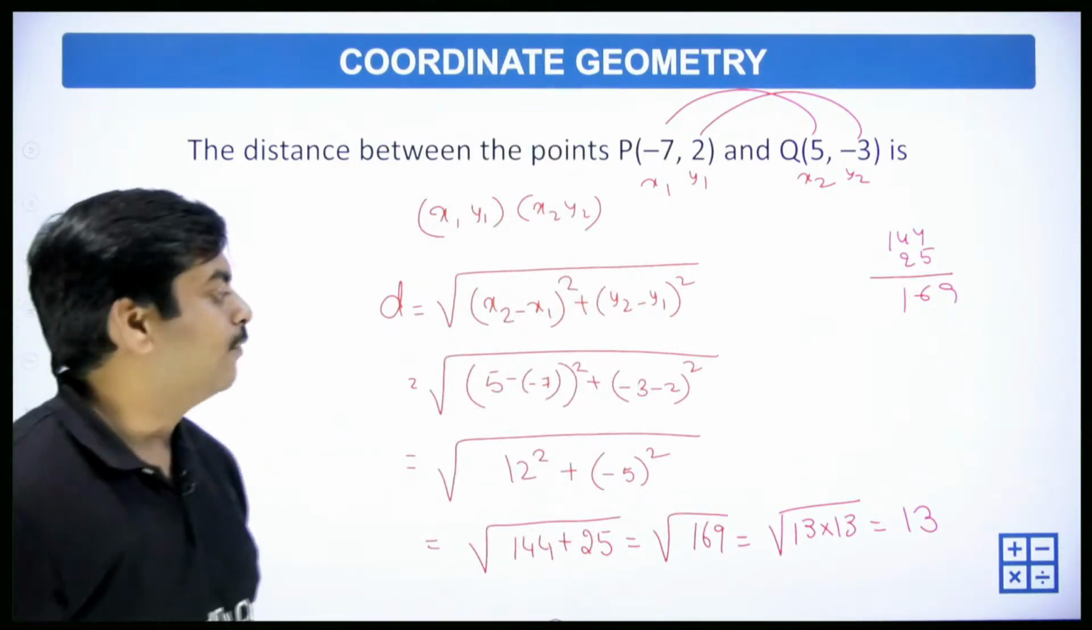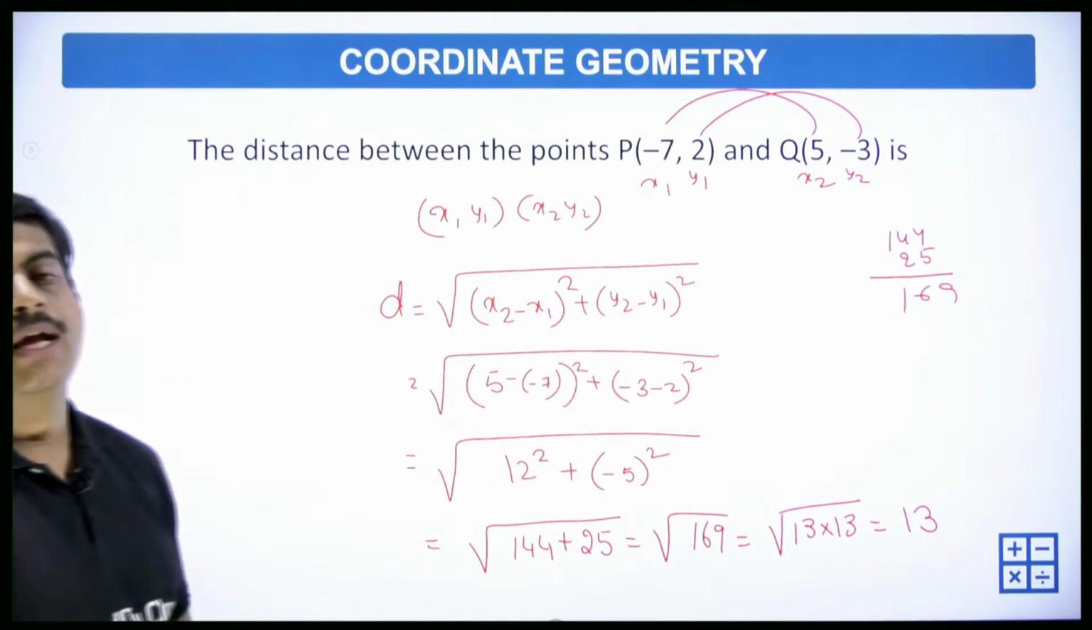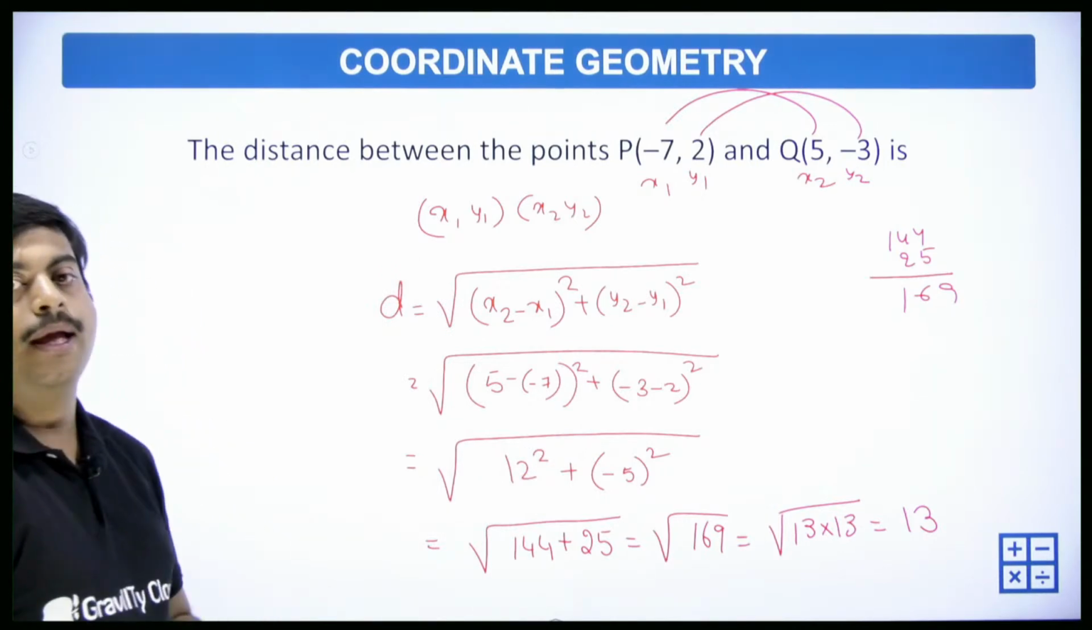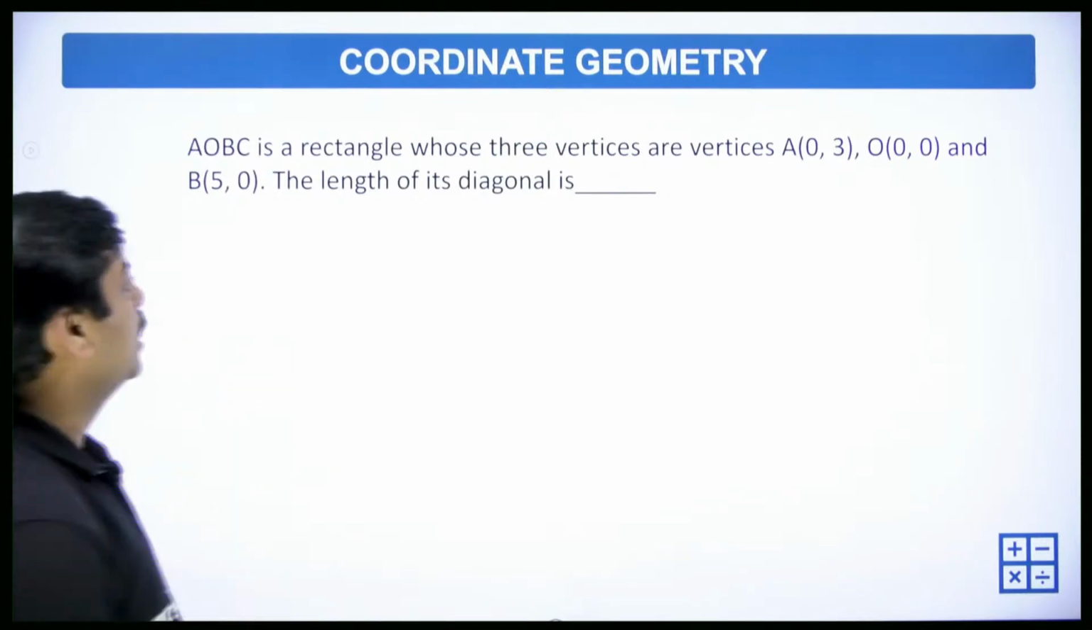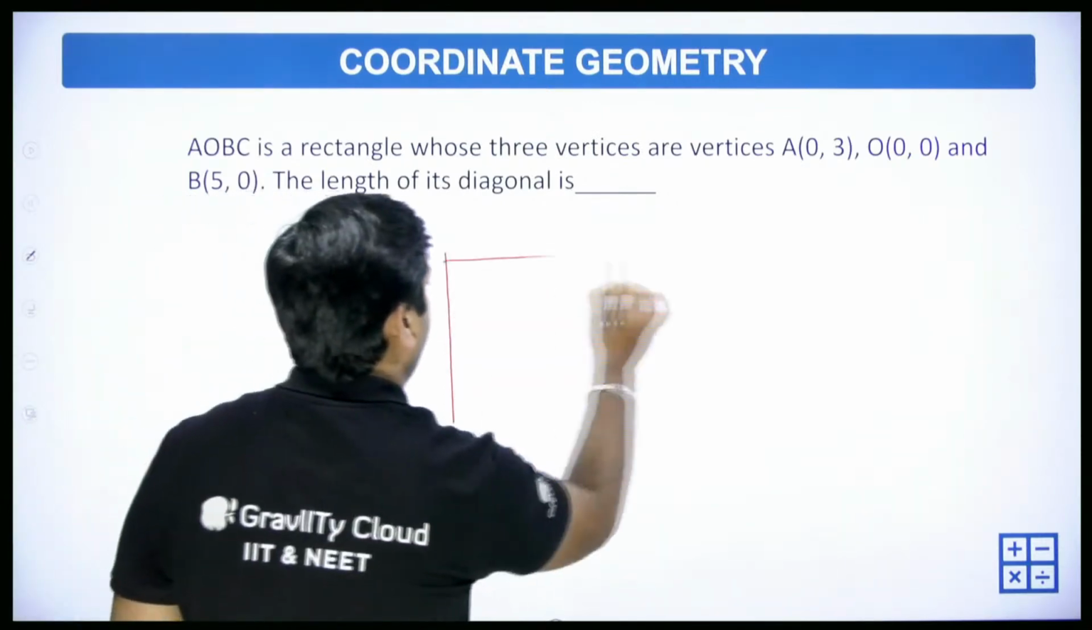Okay, moving ahead to the next question. Please quickly copy this one. Let's go for the next question. What is that? AOBC is a rectangle. Let me draw the rectangle first of all.